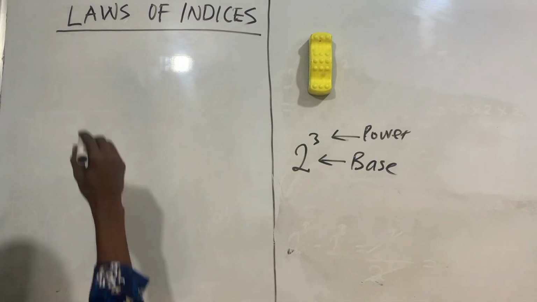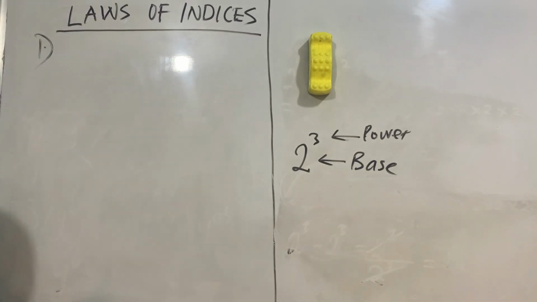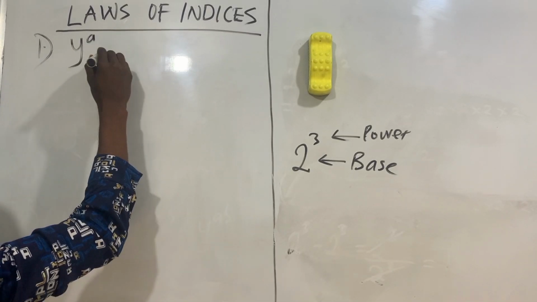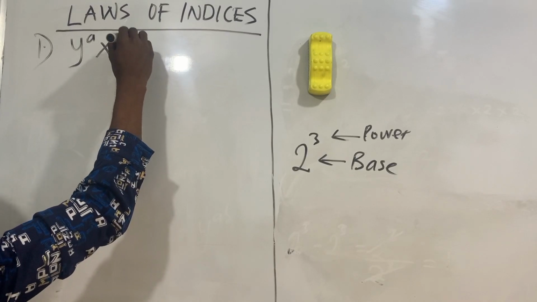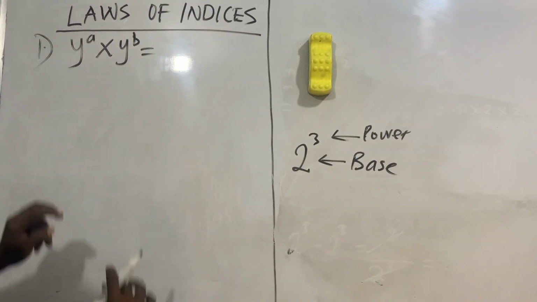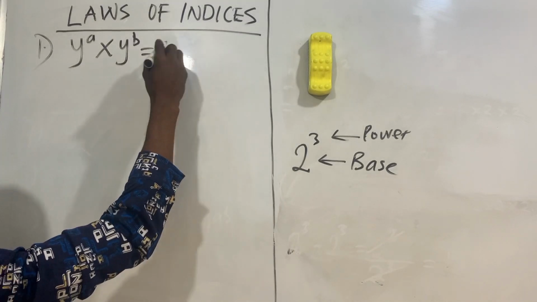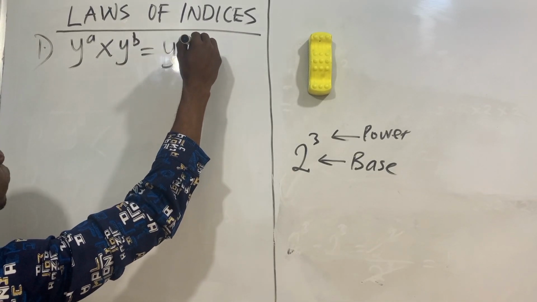The first one is known as the multiplication law. If we have y raised to the power a multiplied by y to the power of b, since the base here is the same, we can simply add the powers. That becomes y to the power of a plus b.